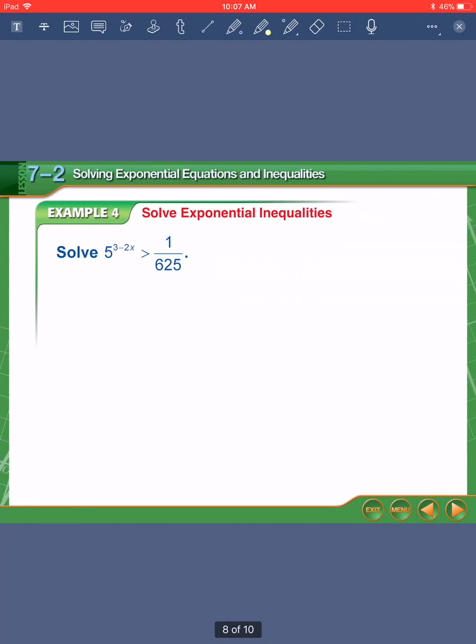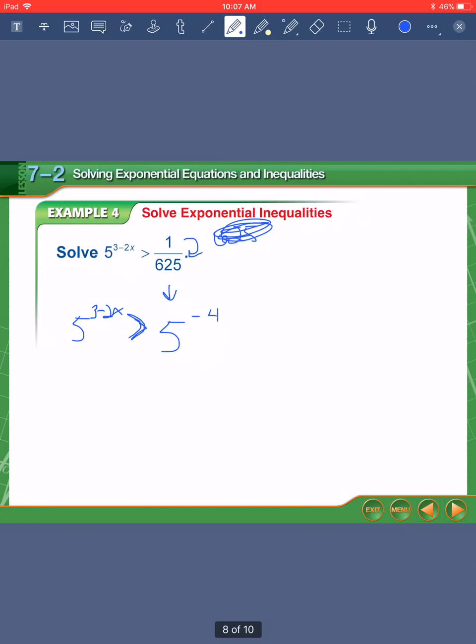So I have 5 raised to the 3 minus 2x power is greater than 1 over 625. Well, I want both of my bases to be 5. So what I can do here is rewrite 1 over 625 to be 5 to the negative fourth power, because I'm trying to get 625, and I know it's got to be a negative exponent because it got flipped down to the denominator. So 5 to the negative fourth is the same thing as 1 over 625. And on the left side, I still have 5 to the 3 minus 2x, and my inequality is still saying is greater than 5 to the negative fourth.